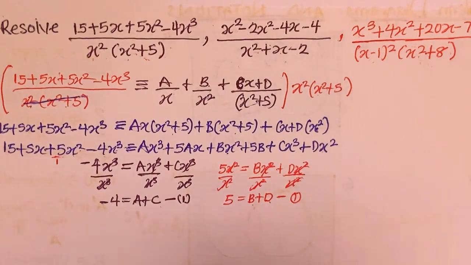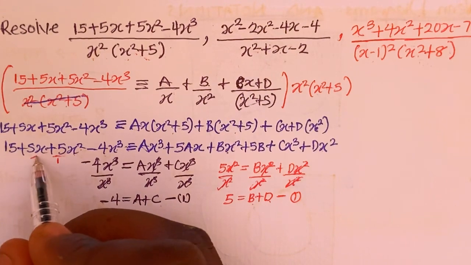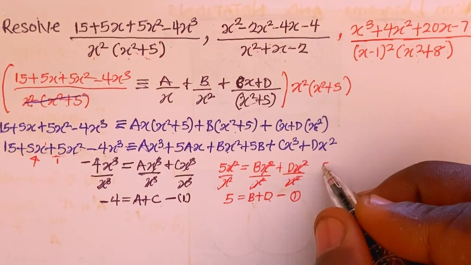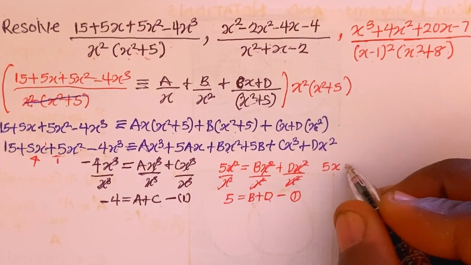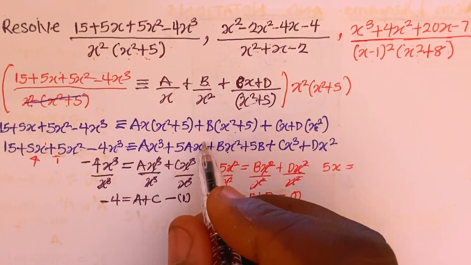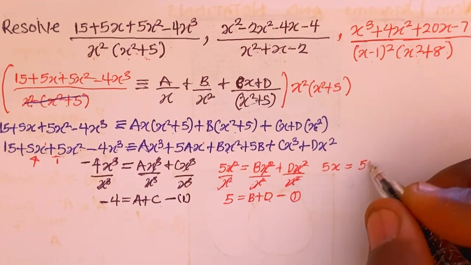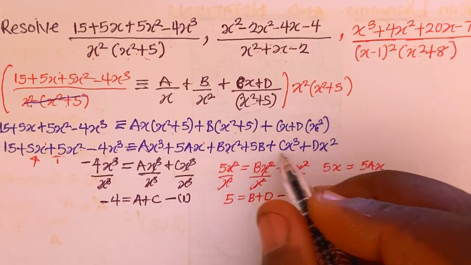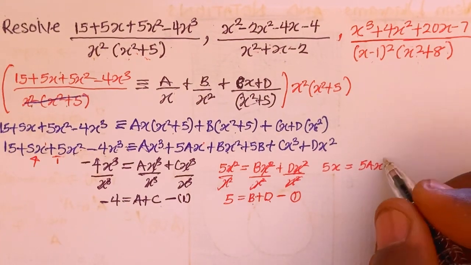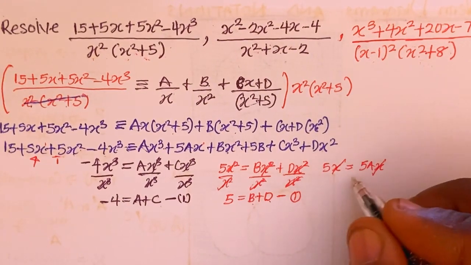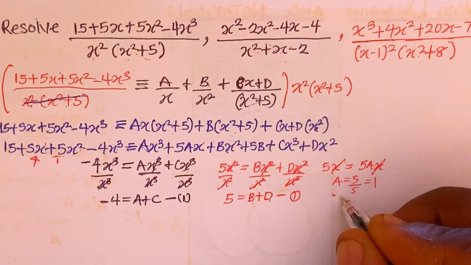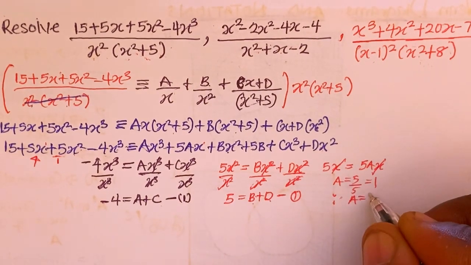Then let me form more. Here I'm going to form my 5x, which is x power 1. So here I'm having 5x, which is equal to the one that is carrying power of x, which is 1. That's 5ax. I think that's all. So in this case, this will cancel this. Then actually a equals 5 divided by 5, which is 1. So therefore, my a is equal to 1.